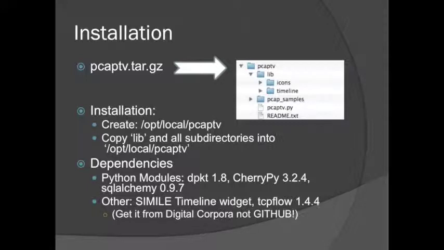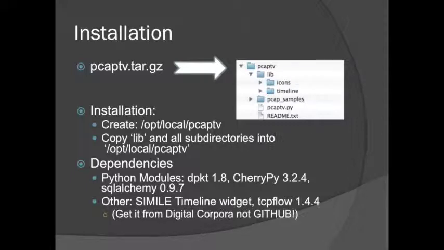I provided a compressed tarball that has the code and necessary JavaScript libraries. To install, first create the /op/local/pcaptv directory. Then copy the lib directory and all the subdirectories into /op/local/pcaptv.